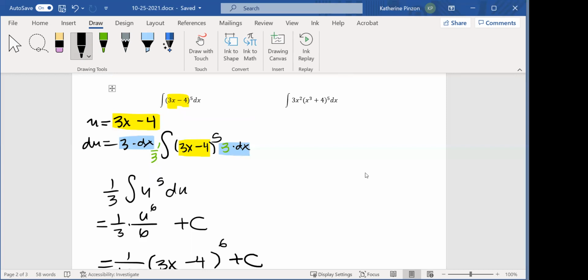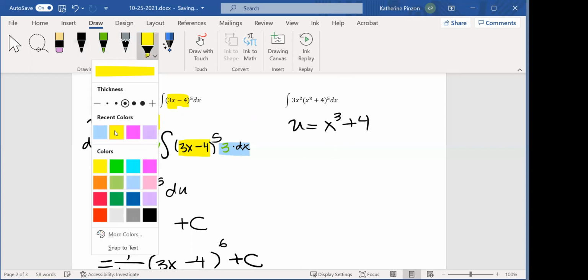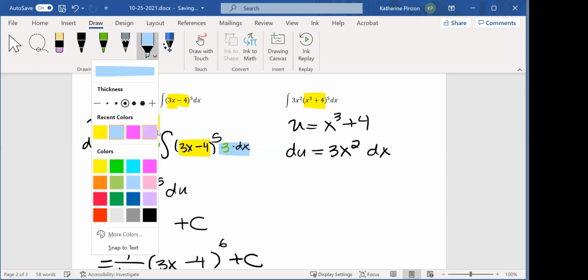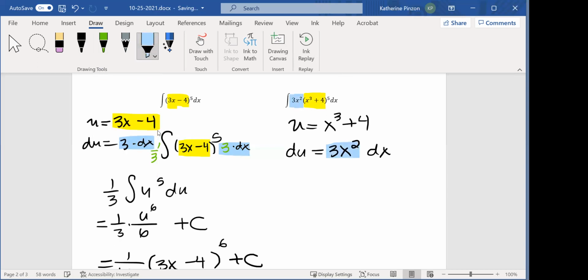So in this one, my u is going to be x cubed plus 4. So this is my u. Okay, what is the derivative of x cubed plus 4? Remember, you ignore what's in your integral. You look at this function and you use your derivative rules. What's the derivative of x cubed plus 4? 3x squared. 3x squared dx. Do I have that in my integral? Yeah, look, 3x squared dx.